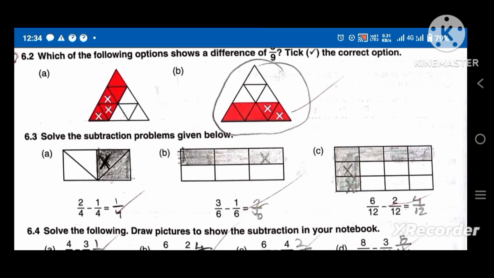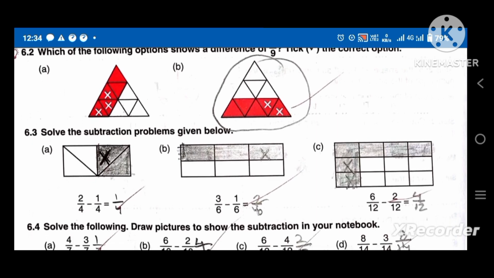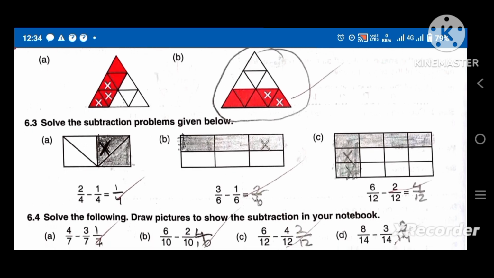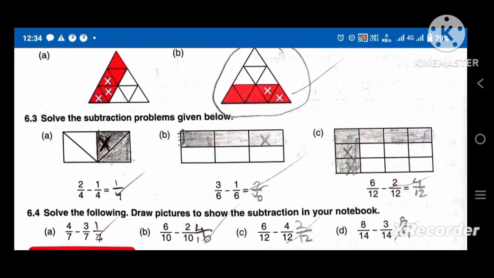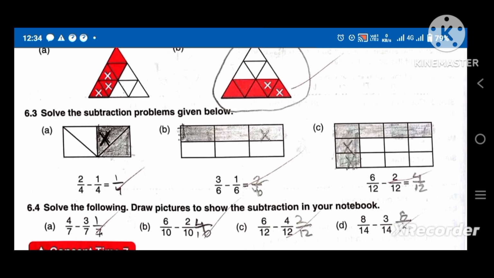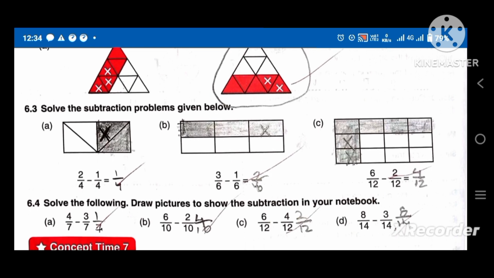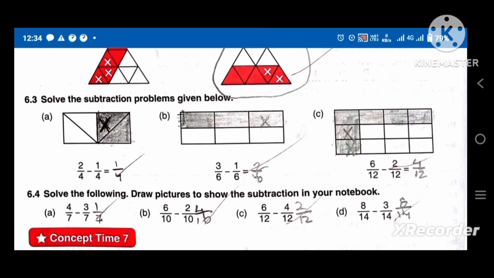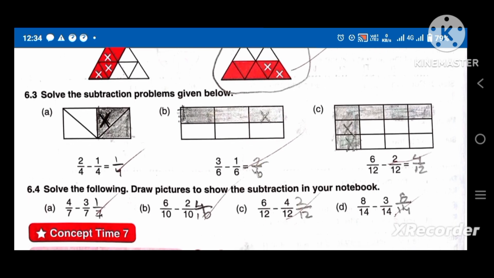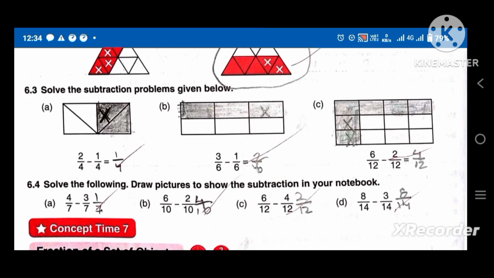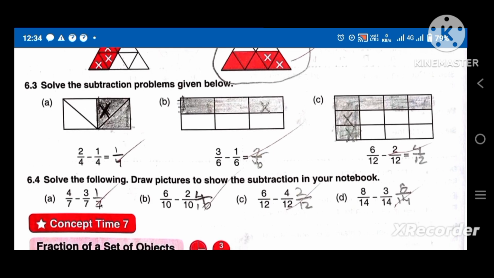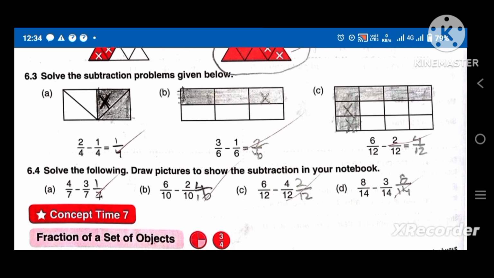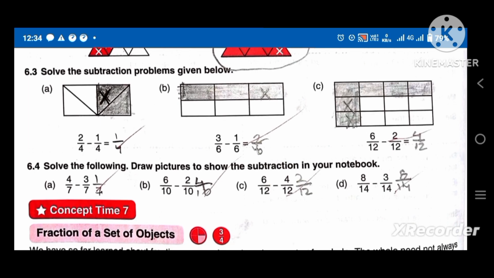Solve the subtraction problems given below. A. 2 by 4 minus 1 by 4 is equal to 1 by 4. B. 3 by 6 minus 1 by 6 is equal to 2 by 6. C. 6 by 12 minus 2 by 12 is equal to 4 by 12. 6.4. Solve the following. Draw pictures to show the subtraction in your notebook.